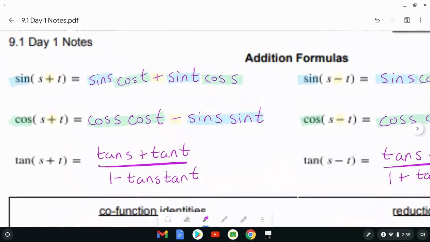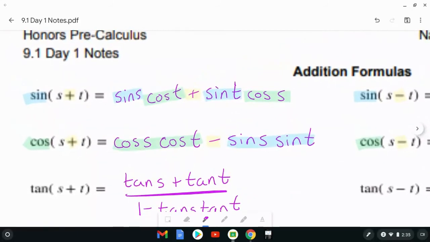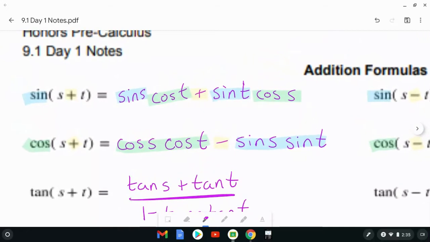Please take a look and note that for the sine of s plus t, notice the alternating pattern with sine, cosine: sine of s, cosine of t, plus sine of t, cosine of s. The addition of two values inside the sine function creates a sum of those terms. Whereas for cosine of s plus t, when you are adding two angles on the inside, notice how for cosine, it is an opposite relationship when you split it into that addition formula.